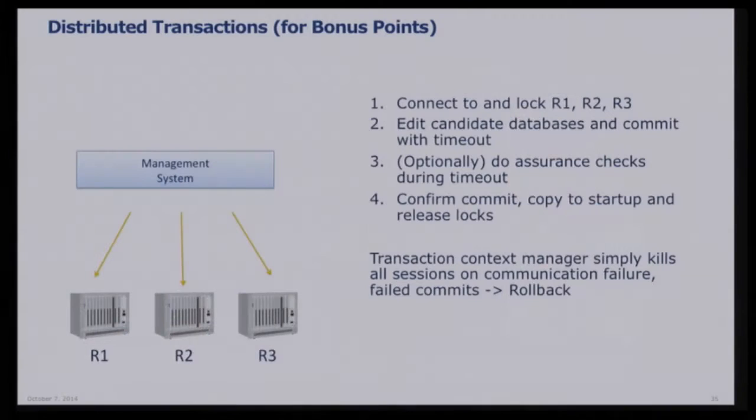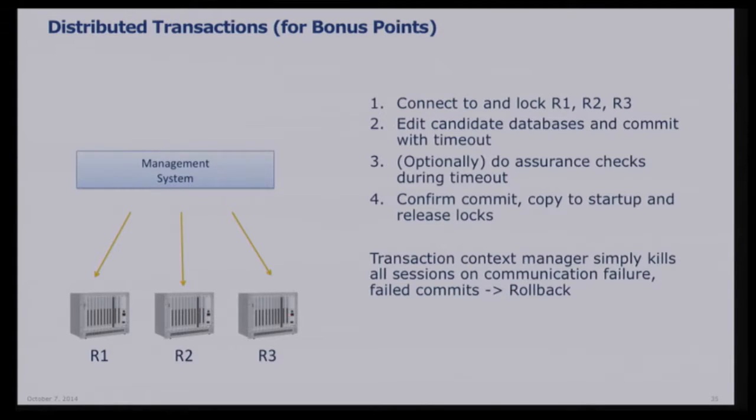So distributed transactions, this is where it gets really interesting, right? You want to do something across 3 boxes. You would connect to R1, R2, or R3 in this case. You would lock them. You would edit the candidate database with a commit with a timeout. And this is again where you do assurance checks. Maybe you want to see that a traceroute goes through this new VPN, or you do burn-in tests for MEF services while the confirmed timeout is running. Or actually you make sure that you didn't configure away your manageability IP address, which is another classic, right?